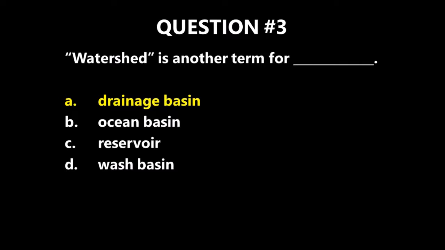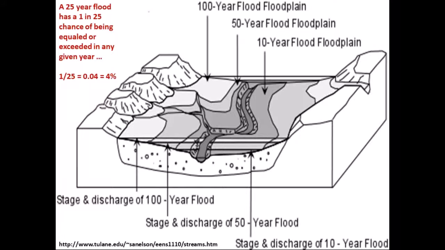Okay, watershed is another term for drainage basin. When we talk about rivers and streams, we not just discuss a floodplain, but then you typically hear of the frequency of flooding that may occur along any river or stream.